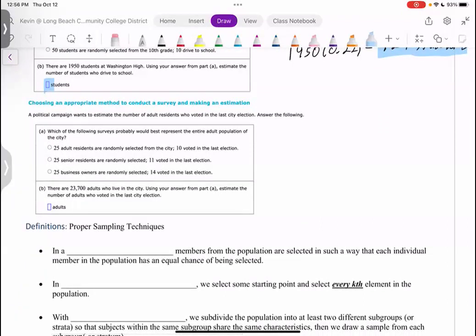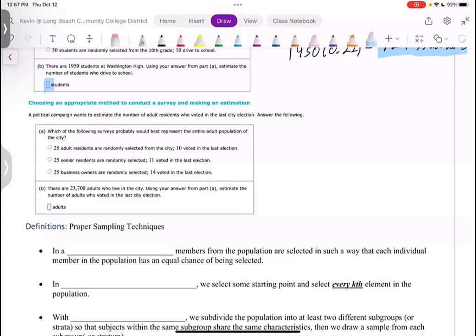A political campaign wants to estimate the number of adult residents who voted in the last city election. Answer the following. Part A. Which of the following surveys probably would best represent the entire adult population of the city? First one, 25 adult residents were randomly selected from the city. 10 voted in the last election.